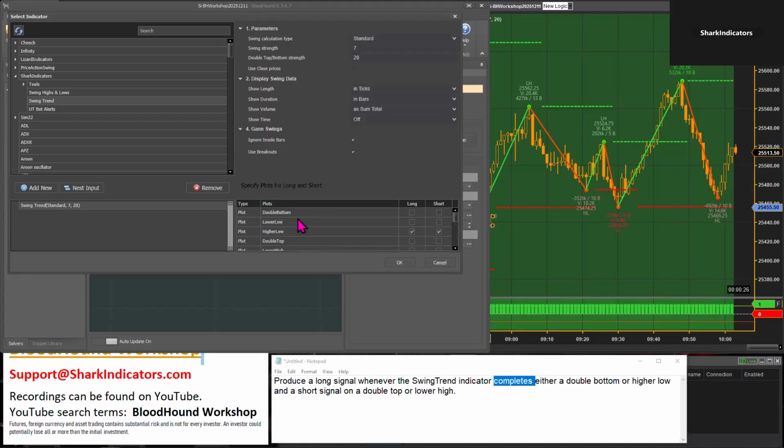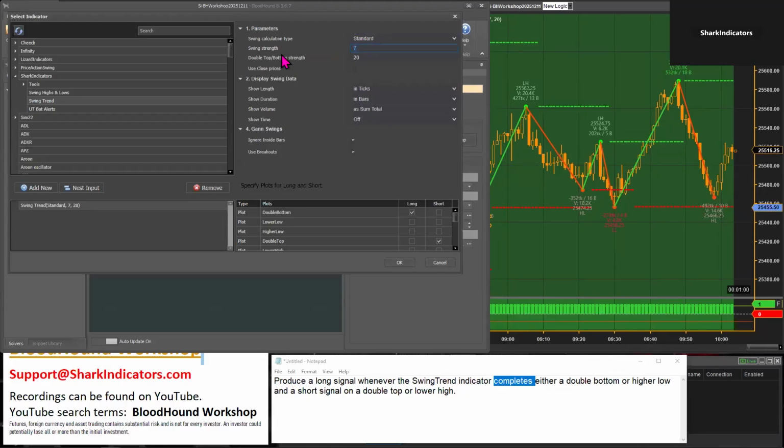For now, I'm going to select the double bottom here, for long, and a short will be the double top. There we go. Also, I'm just using the standard settings here: a swing strength of 7 and a double top, double bottom of 20. So getting back to understanding all this data here.